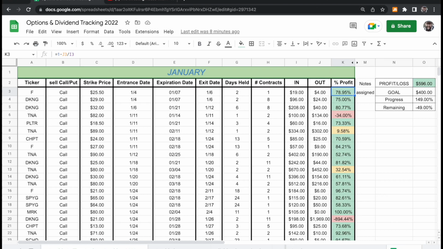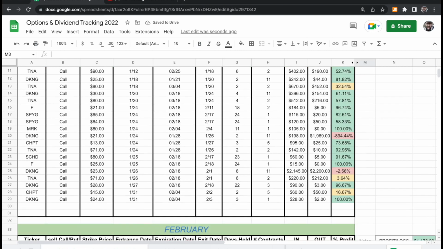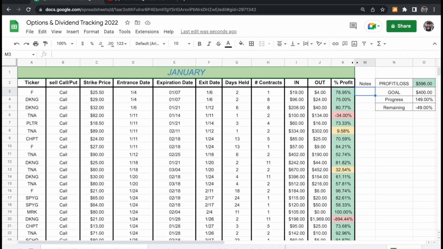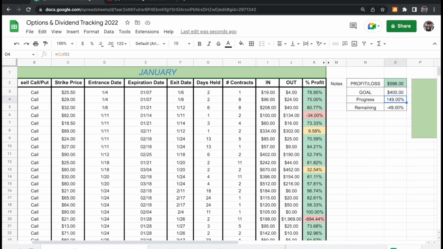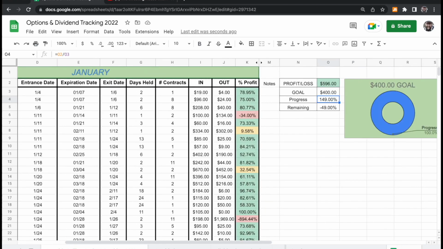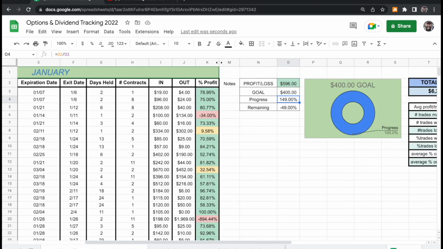And then over here in my notes section, if it gets assigned, this one wasn't, but if it's assigned, you can put it over here, whatever notes you want to make on there. And then this is the profit or loss for the month. I've got my goal, progress, how close I am to it, and then the remaining. So I overachieved in my January goal of 400. I've got a little pie chart here.